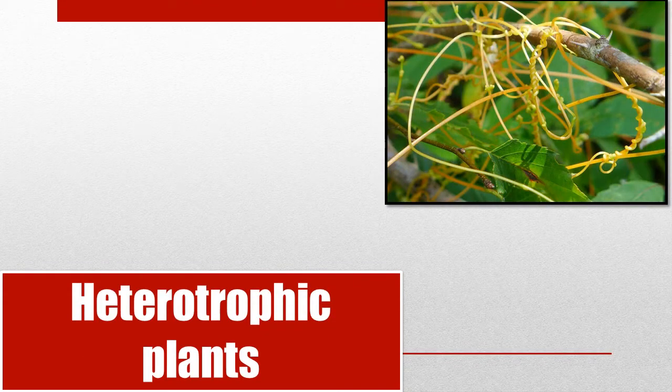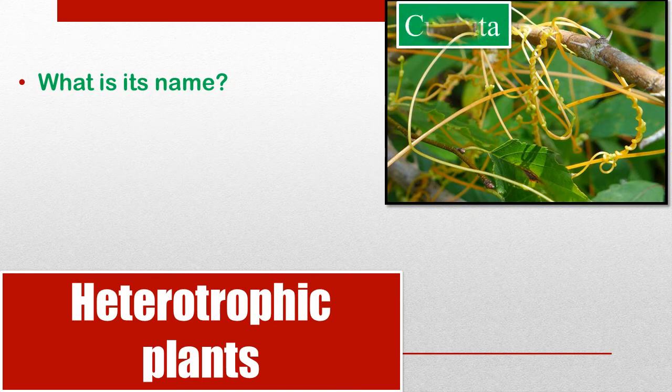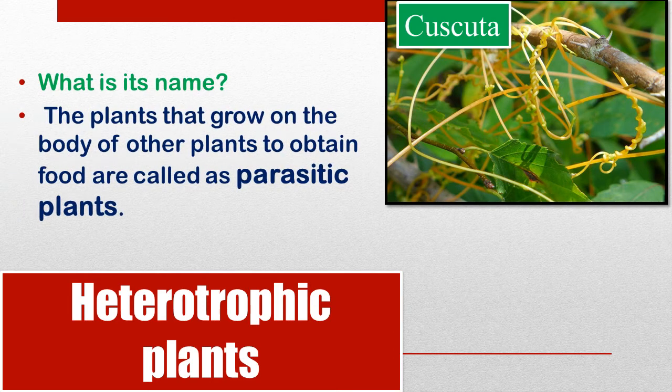Okay, students, you must have seen a yellow wire-like leafless climber plant growing on a big tree. So what is its name? Its name is cuscuta. This is a type of creeper which grows on another woody plant. The plant that grows on the body of another plant to obtain food is called a parasitic plant.